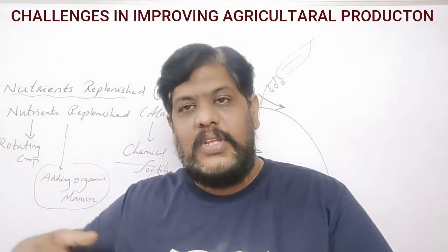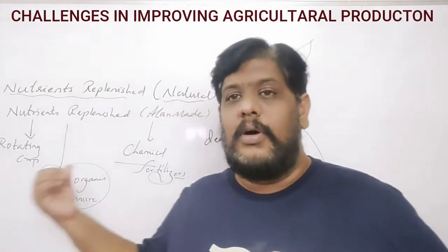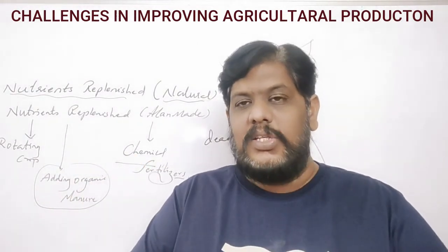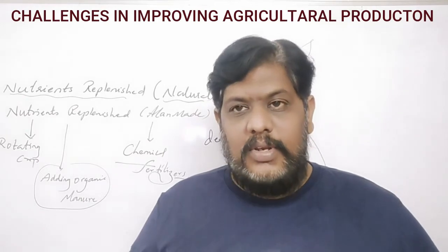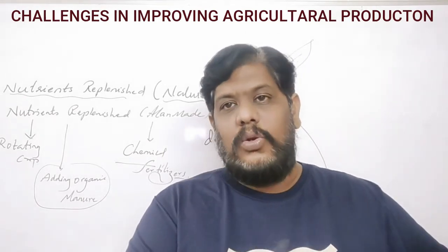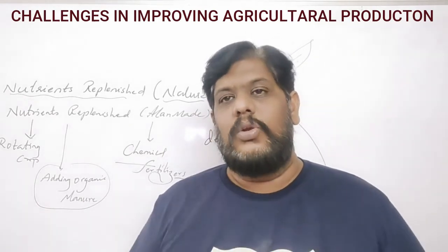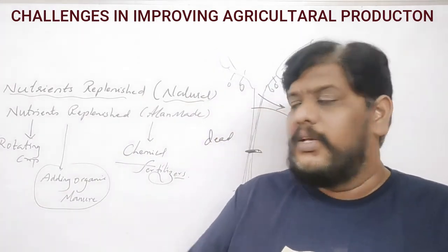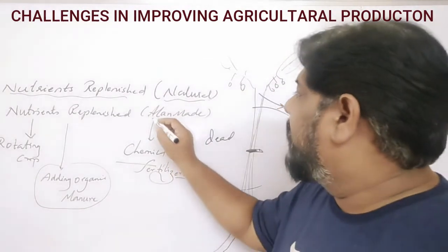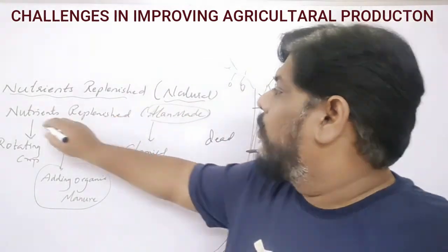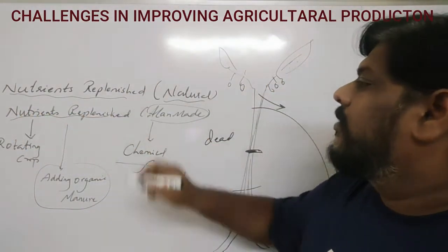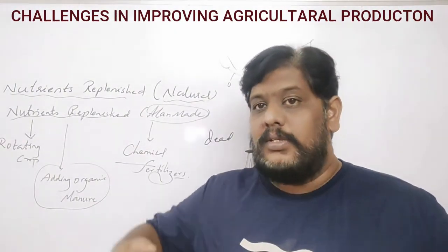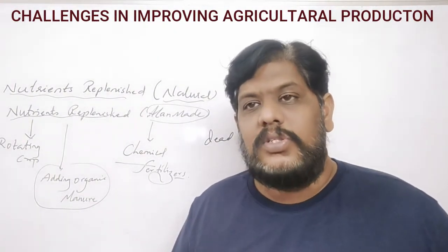It is in the form of organic manure or chemical fertilizers. They add them to the soil and make the soil rich in nutrients so that they can cultivate that particular crop. Okay children, so this is how the farmer will add the nutrients. These are man-made activities, how we replenish the nutrients back to the soil.